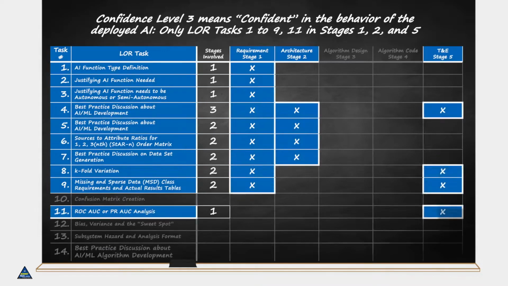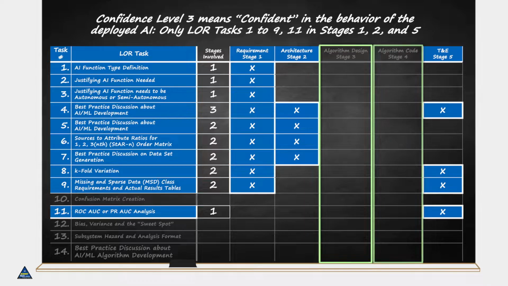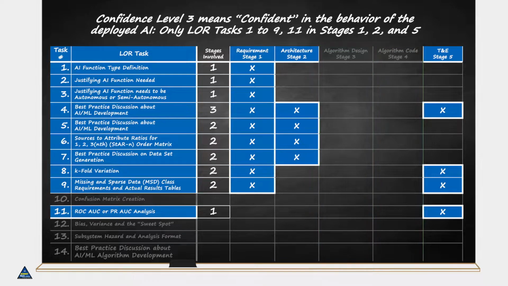A graphical depiction of what that looks like is in this table, where you notice that both the algorithm design and algorithm code are not being used. And I think it's important to understand that there are now only 10 LORE tasks, 1 through 9 and 11, that are being implemented in various stages throughout the process of development. You have now decreased your ability to have confidence. We just call it a level of confidence. And it makes sense because you no longer have insights into the algorithm design or algorithm code.